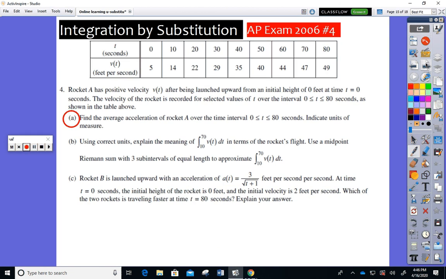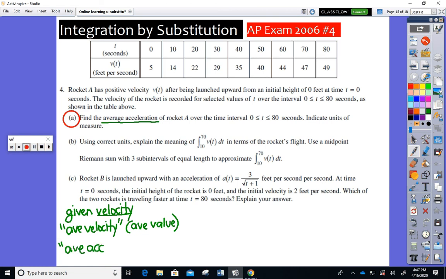Now let's go ahead and do the other two because we are getting ready for the testing season. So it says find the average acceleration. Now, this is about rocket A over the time interval from 0 to 80. Notice, guys, that I was given velocity. If it had asked me for average velocity, since I was given velocity, that would be an average value question, and then I would do the integral over the interval. But since it said what is average acceleration, since I know that acceleration is actually the derivative of velocity, this is not an average value question. This is an average rate of change question.